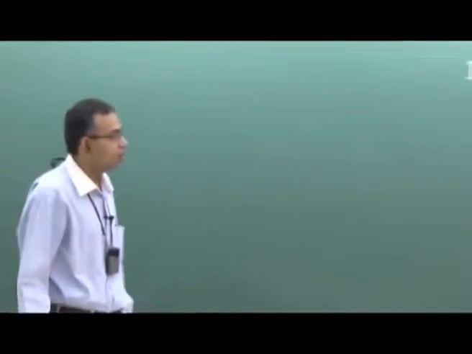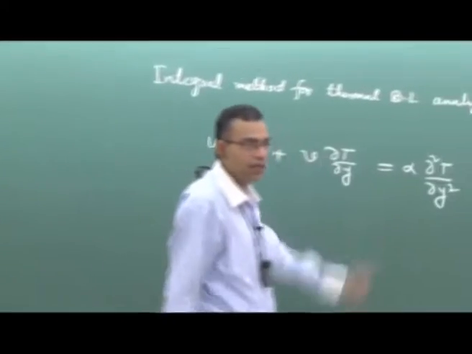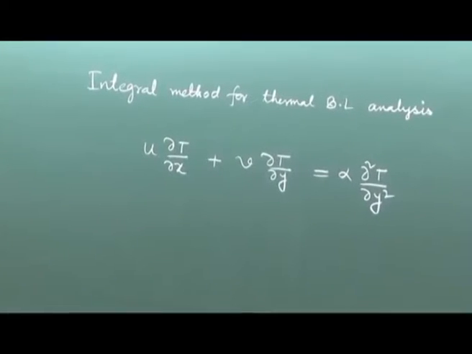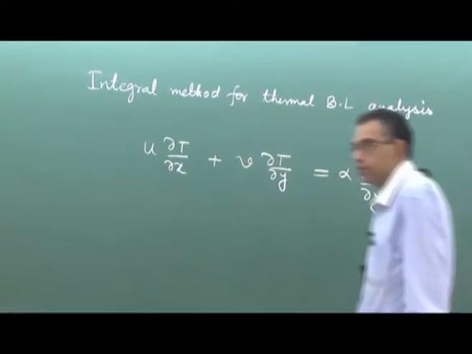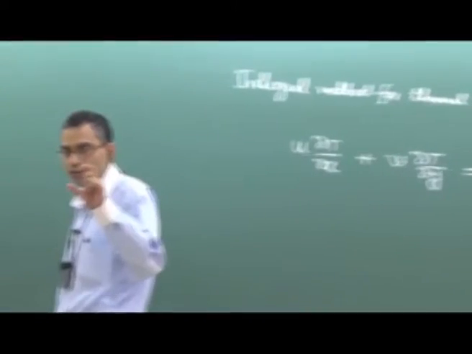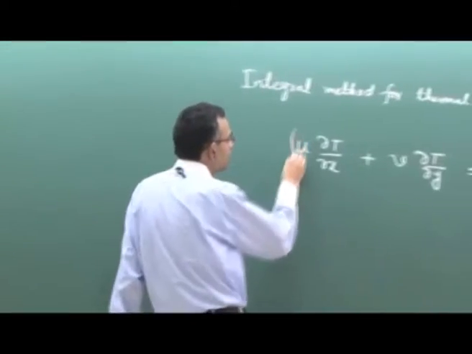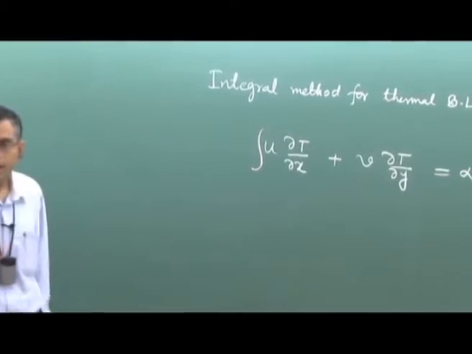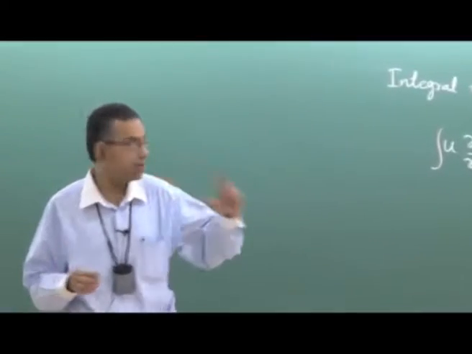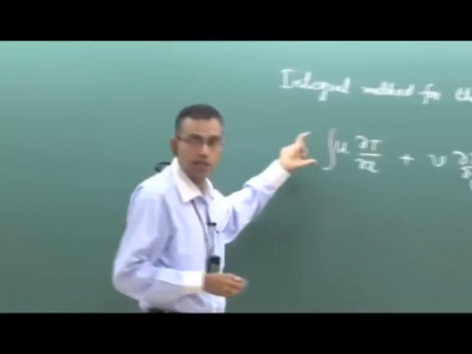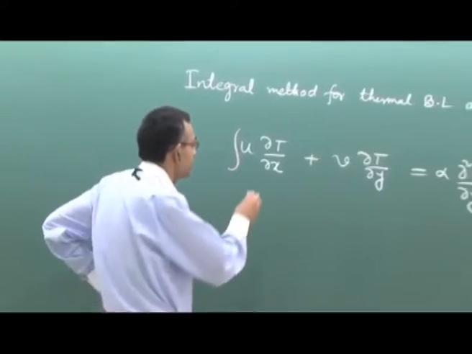So, we will begin with the thermal boundary layer equation. As a first step, what should we do? We have already done the same thing for the hydrodynamic boundary layer equations. Now you tell me what we should do for the thermal boundary layer equation. Integral method: basically we are integrating with respect to y across what? Across the thermal boundary layer for the energy equation.